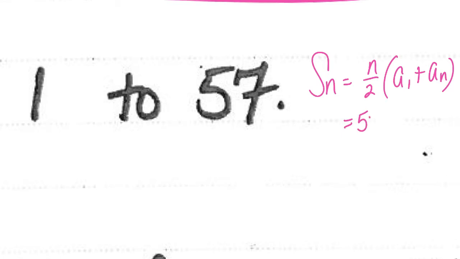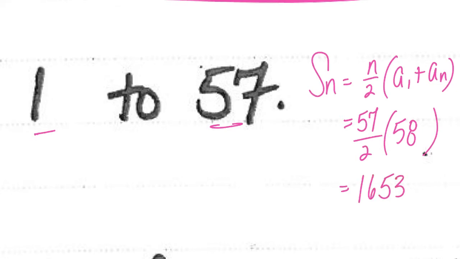So what about the sum of the integers from 1 to 57? Okay, how many integers do I have from 1 to 57? So the sum of the numbers is equal to n over 2, first plus last. I know I have 57, and if I add first and last, I get 58, and I could just calculate that, and when I calculate that, I get 1,653.